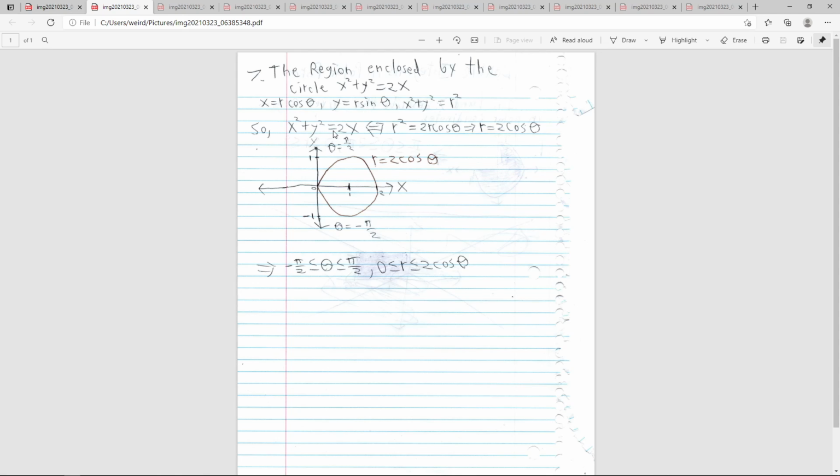x squared plus y squared equals 2x can be written as r squared equals 2r cosine theta. So r equals 2 cosine theta, because you divide by r. And you can draw it like this. You can graph it in a graphing calculator to get an idea of what it should look like. It'll show that theta goes from negative pi halves to pi halves, and r from 0 to 2 cosine theta.